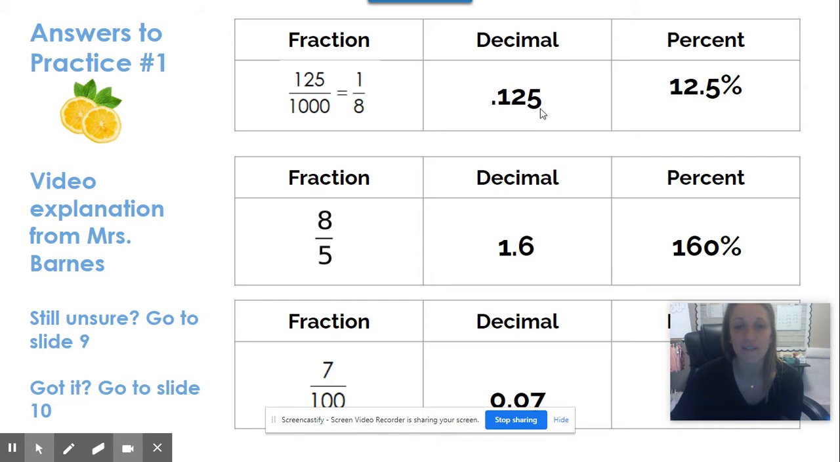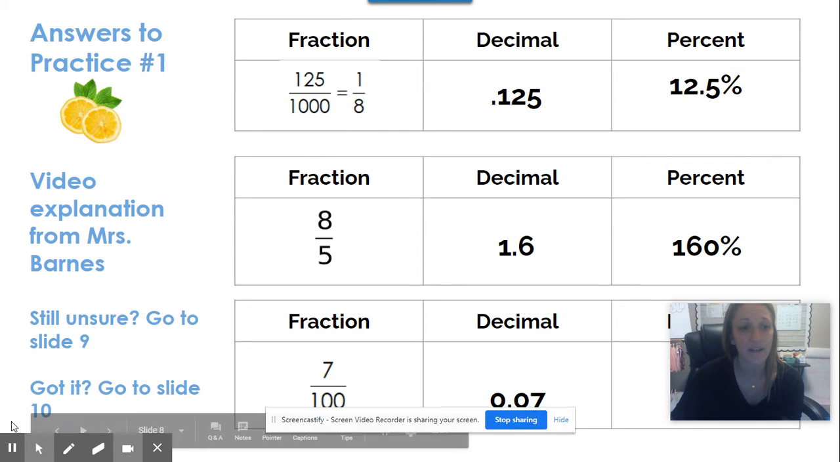Because it's in the thousandth spot, 1,000 becomes my denominator of my fraction. 125 becomes my numerator, and I just have to see if this fraction is in simplest form. It's currently not, so I do need to figure out which number goes into both. 125 goes into both the numerator and the denominator, so if I simplify it, I get 1/8.